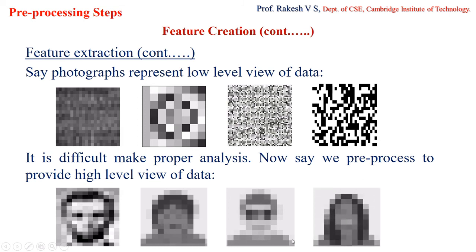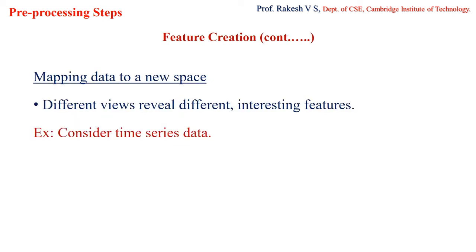So in all these four cases, I'll be able to see at least a structure or a pattern which resembles the human face, whereas in this particular case it was not possible. Next thing that we have with respect to feature creation is mapping data to a new space. When we try to change the view of the data, often it reveals more interesting data or features.